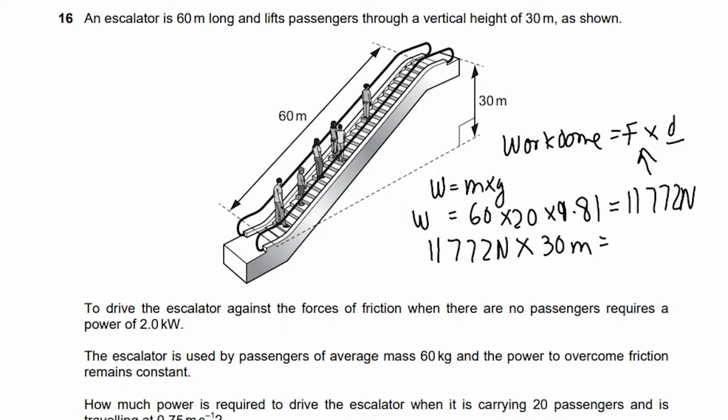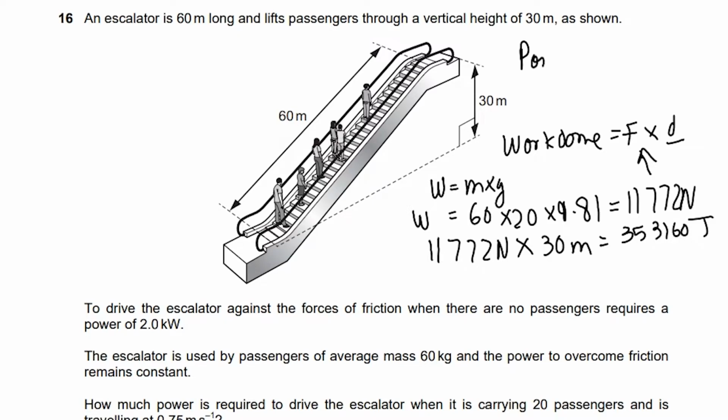The answer we get is 353160, and the SI unit for work done is joule. Now this is work done. Now what is power? We have to find out power. Power is the rate of work done or energy converted.